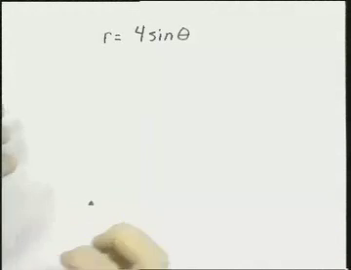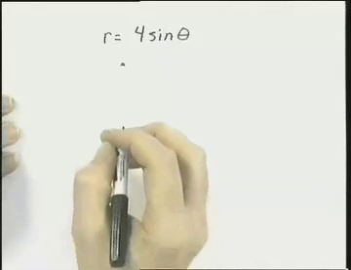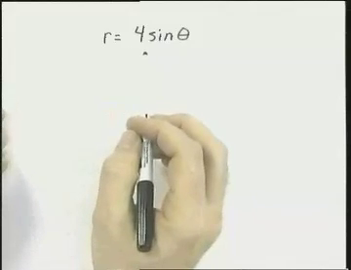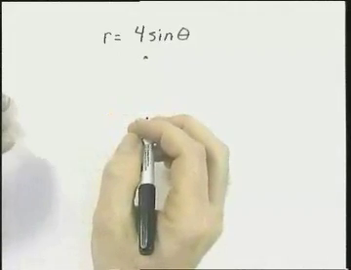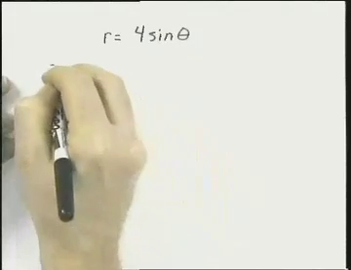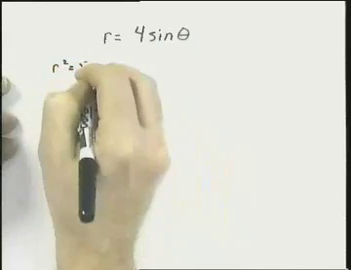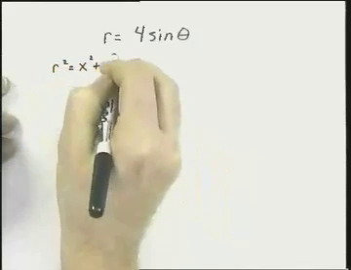We're now going to graph r equals 4 sine theta. What we want to do is convert the polar equation into rectangular form. Again, we need to remember how polar and rectangular coordinates are related to each other.